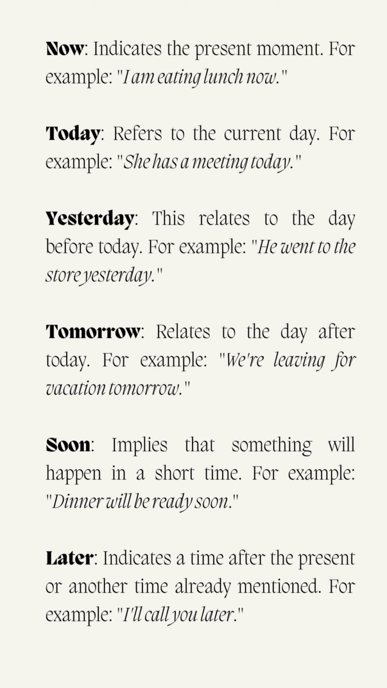Tomorrow relates to the day after today. For example, we're leaving for vacation tomorrow. Soon implies that something will happen in a short time. For example, dinner will be ready soon. Later indicates a time after the present or another time already mentioned. For example, I'll call you later.